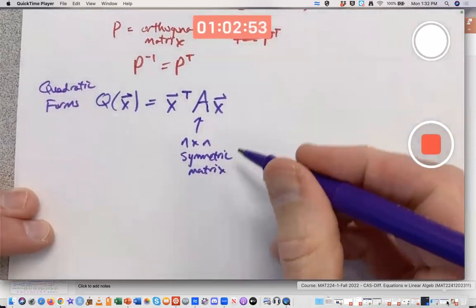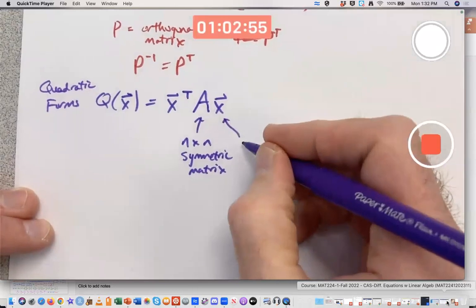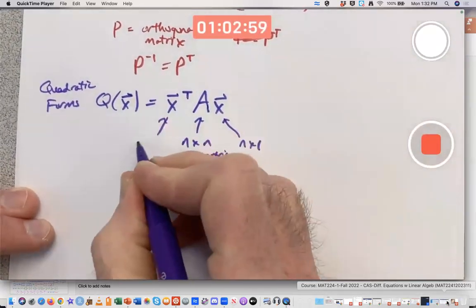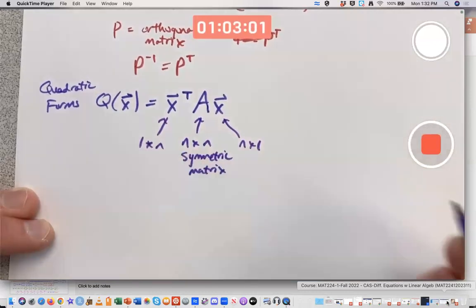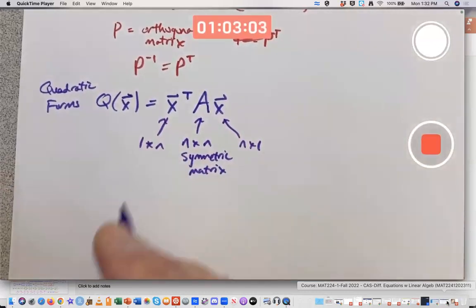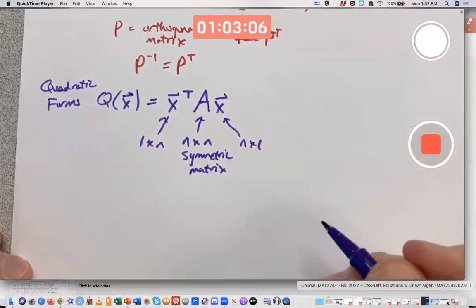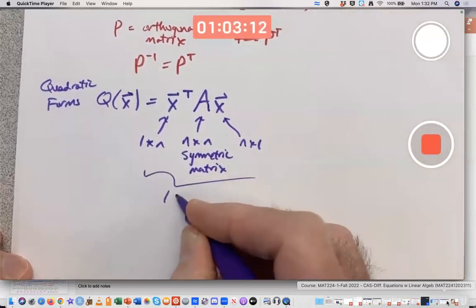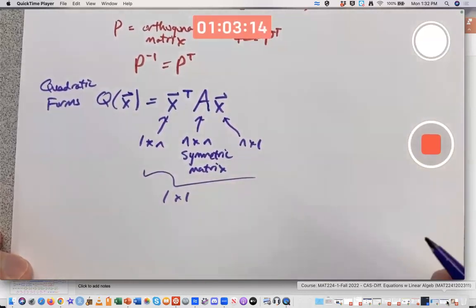A is an n by n symmetric matrix. X is a column vector, an n by 1. X transpose then is a row vector, 1 by n. You can multiply all these things together and you get a number, a 1 by 1 matrix. This whole thing is a 1 by 1 matrix. In other words, it's a number.